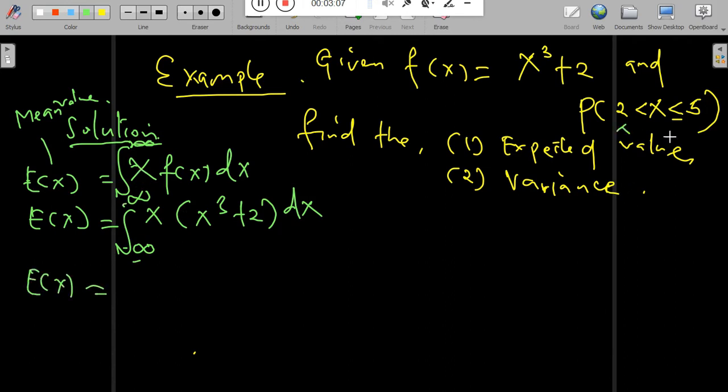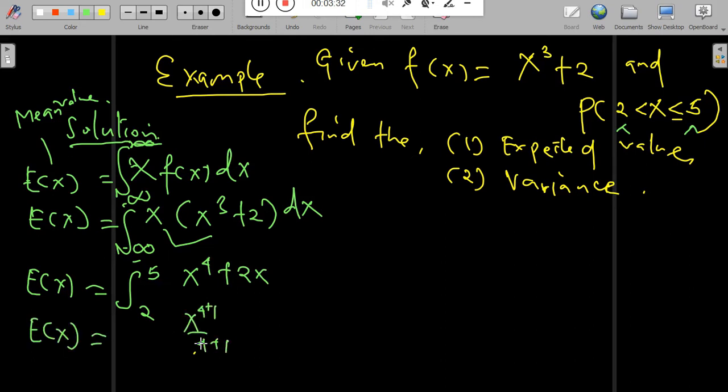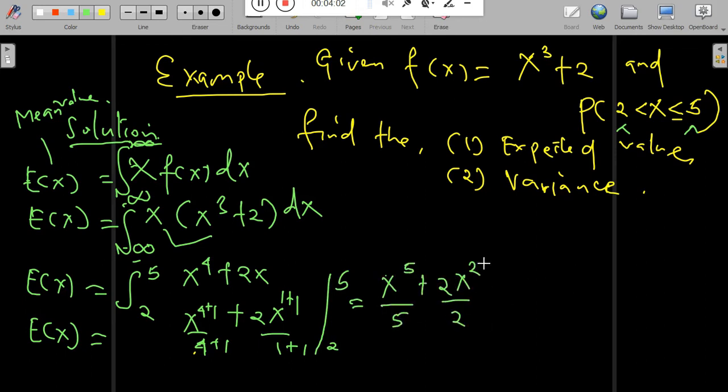So the expectation of x will be equal to the integral with limits from 2 to 5 of x times x cubed plus 2, which gives x to the 4 plus 2x. We integrate x to the 4 plus 1 over 4 plus 1, plus 2x to the 1 plus 1 over 1 plus 1, with limits from 2 to 5. This gives x to the power 5 over 5 plus 2x squared over 2, with limits 2 to 5.